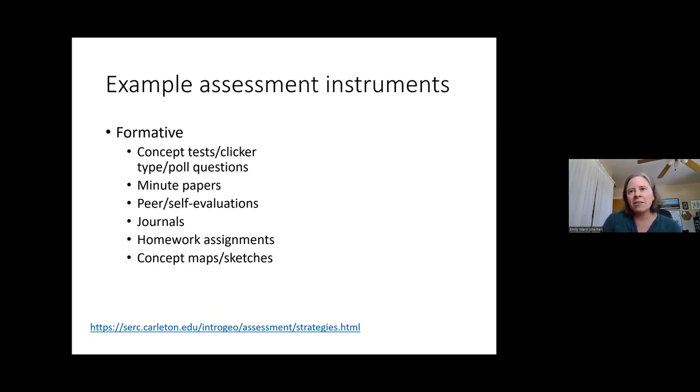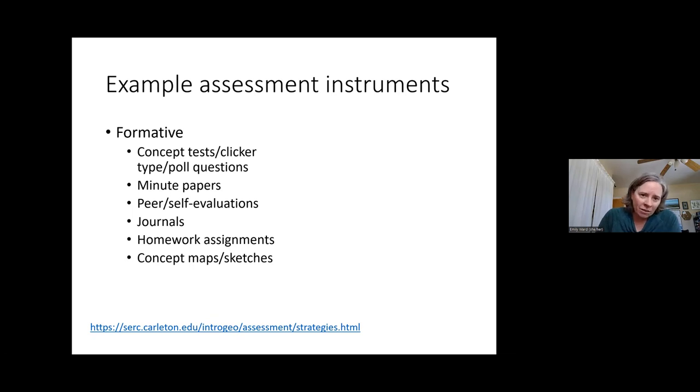They are for the intro geology classes context, but I think they do apply to other disciplines as well. So you can do that with concept tests or clicker questions. Many of you may be doing that in your classes now. Minute papers are a good way to have students reflect on a particular prompt and see where their thinking might be at, to gauge their understanding of a particular concept.